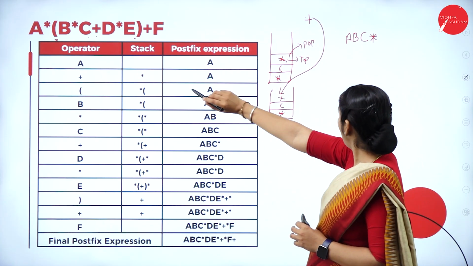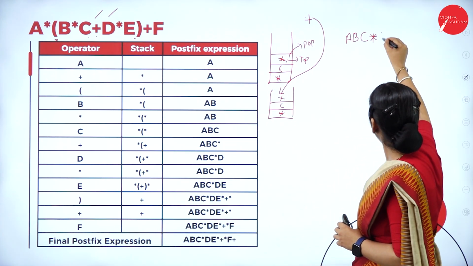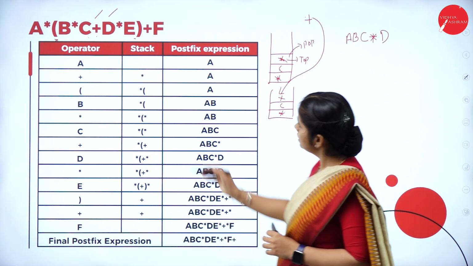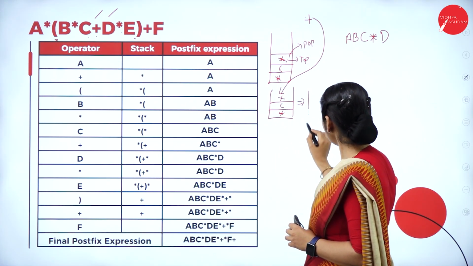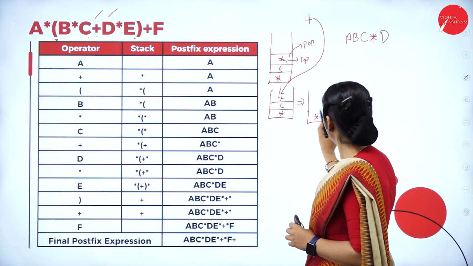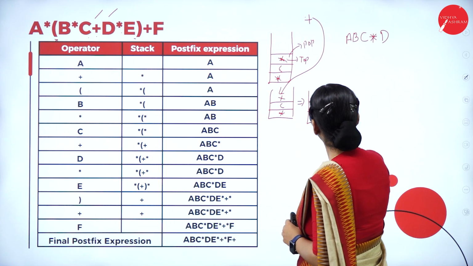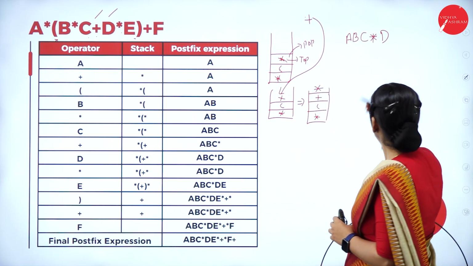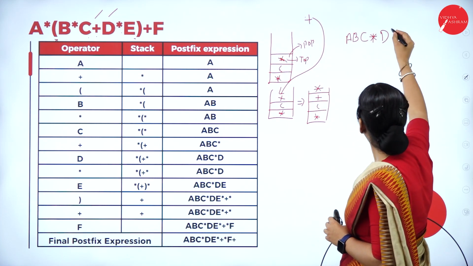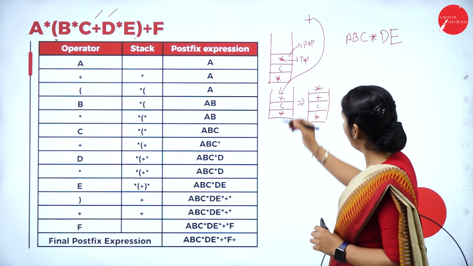Okay. Next, done with plus. Next, what we have? We have an operand. Print the operand as it is. Next, what we have is star. Push that into the stack. Star, opening brace, plus, then star again. Right? Push that into the stack. Now what we have? An operand. We have to print that here. Right? After printing that, what are we having?